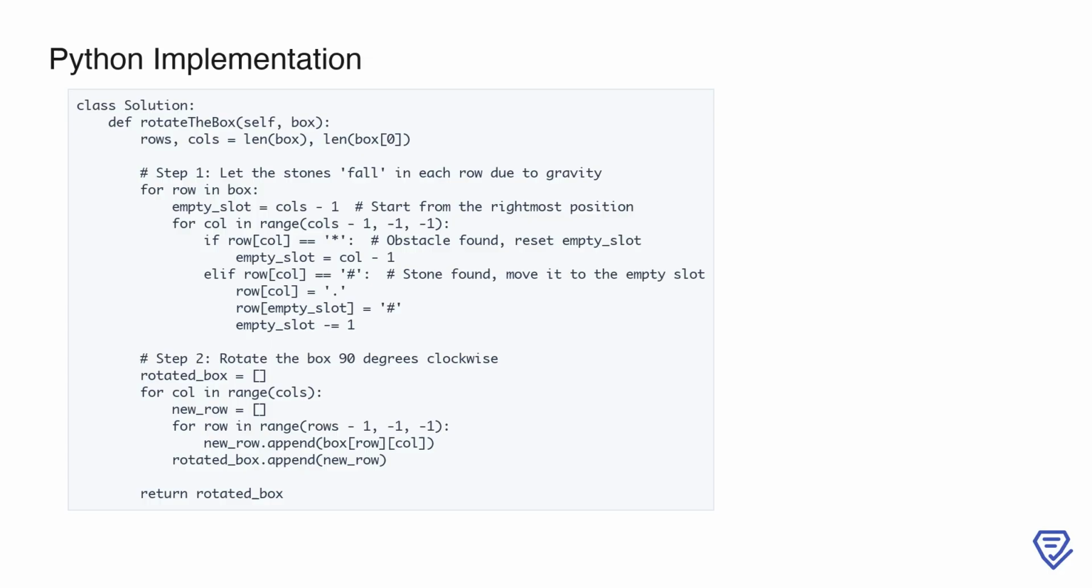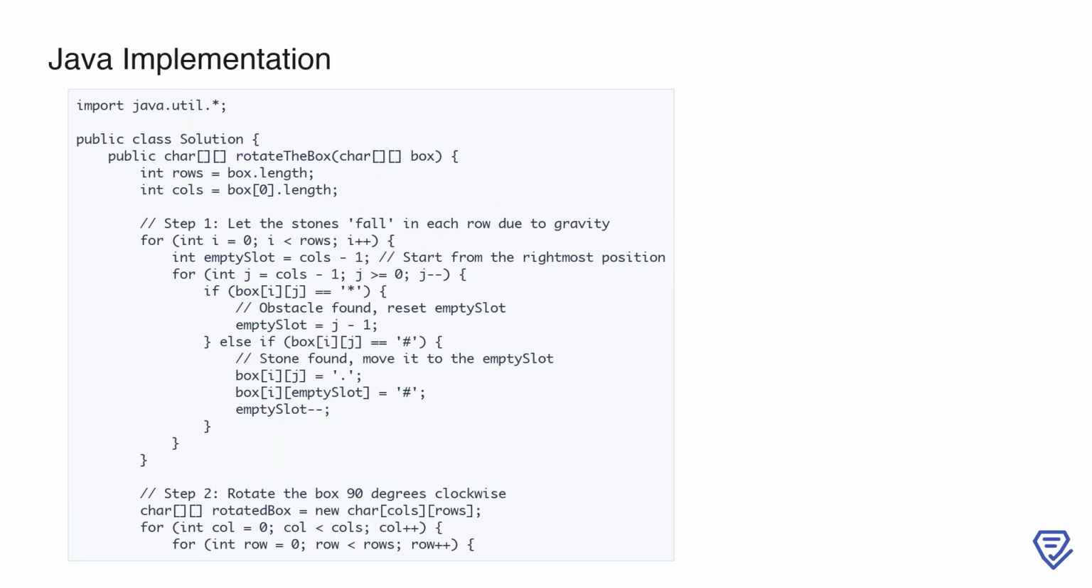Finally, the rotated box is returned as the output. This solution is efficient, with a time complexity of O(m*n), where m and n are the dimensions of the box, as it processes each cell a constant number of times. Here, we start by defining the method rotateTheBox, which takes a 2D character array box as input.